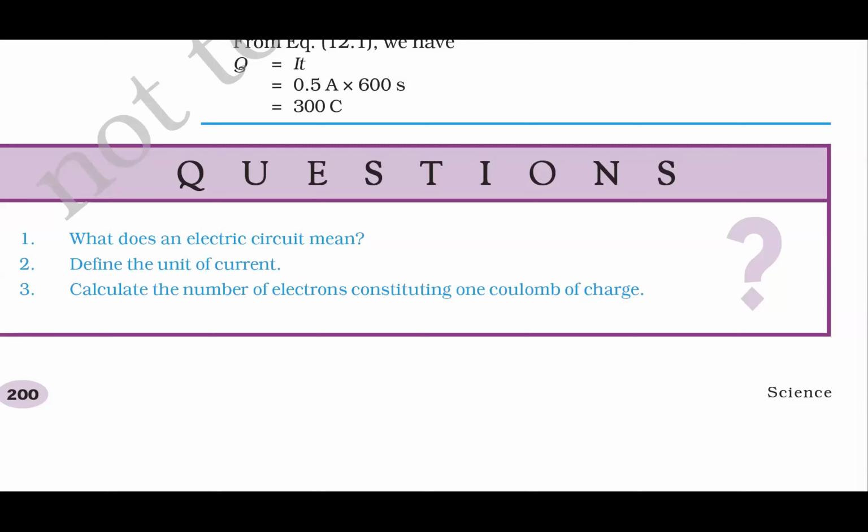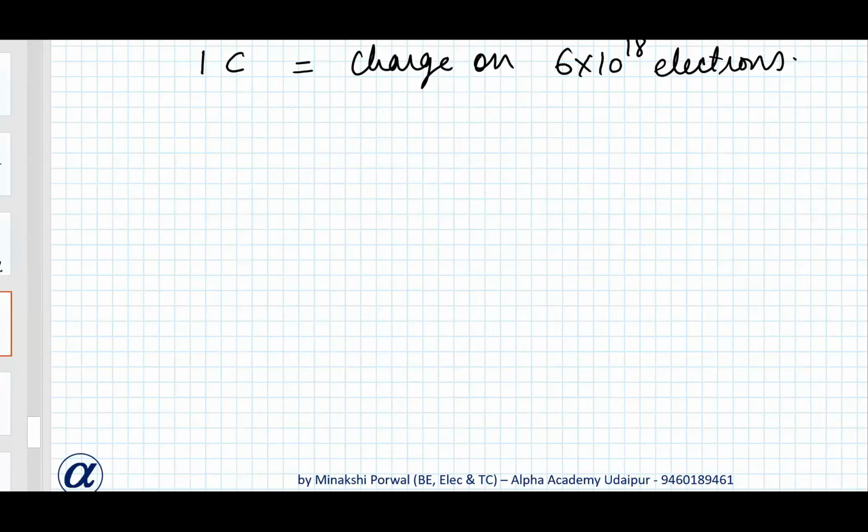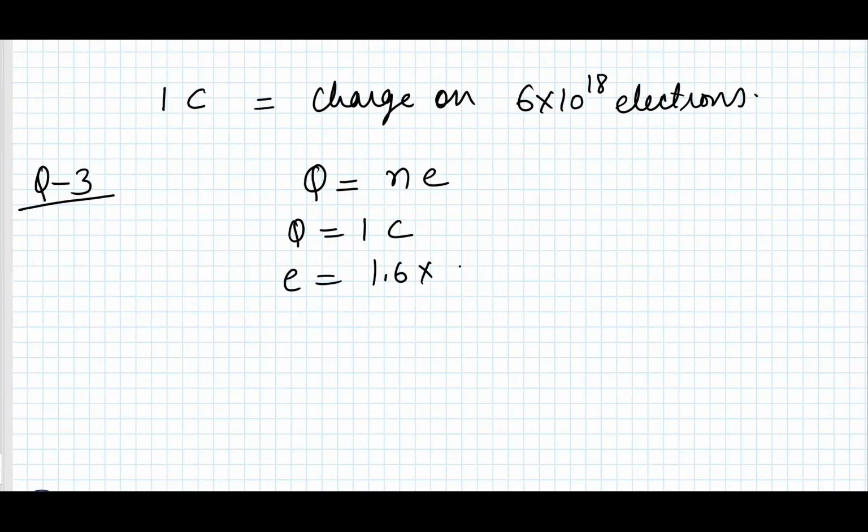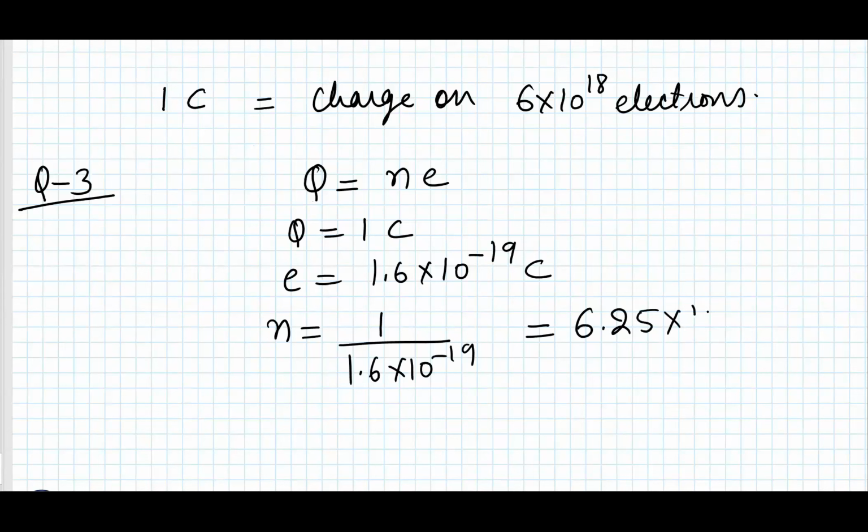Okay. Calculate number of electrons constituting 1 coulomb charge. So we have seen Q equals to N into E. Charge Q is 1 coulomb. E is 1.6 into 10 to the power minus 19. So N equals to 1 upon 1.6 into 10 to the power minus 19. So this is 6.25 into 10 to the power 18.